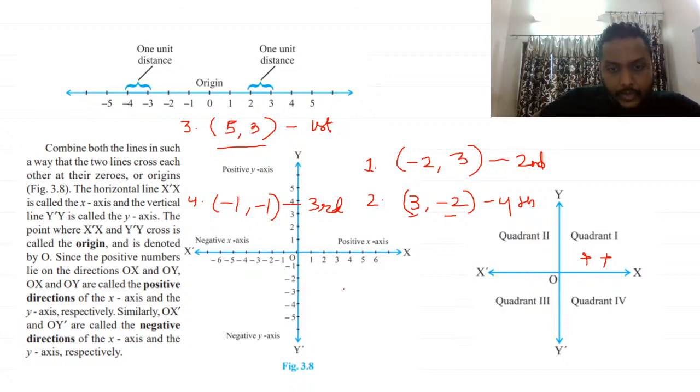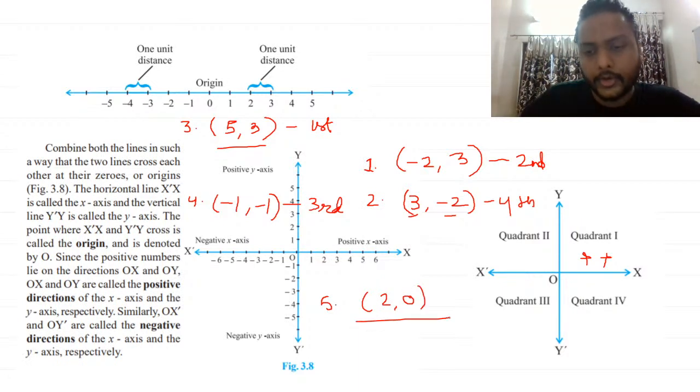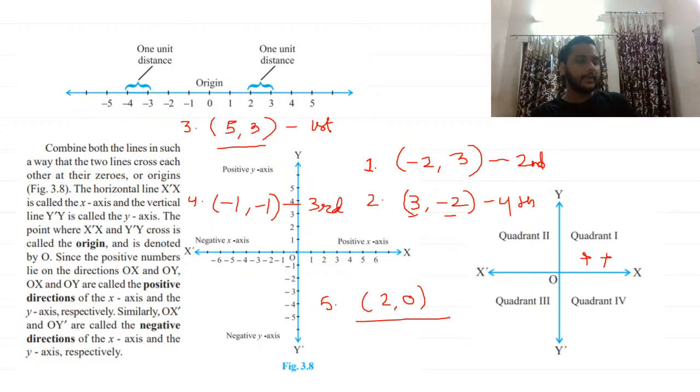The next question that we have, I have the fifth point, and you just need to tell me the quadrant again. The point is 2, 0. Yes, which quadrant is this? Come on, tell me. In which quadrant will your point 2, 0 lie? I'm waiting for your answers.